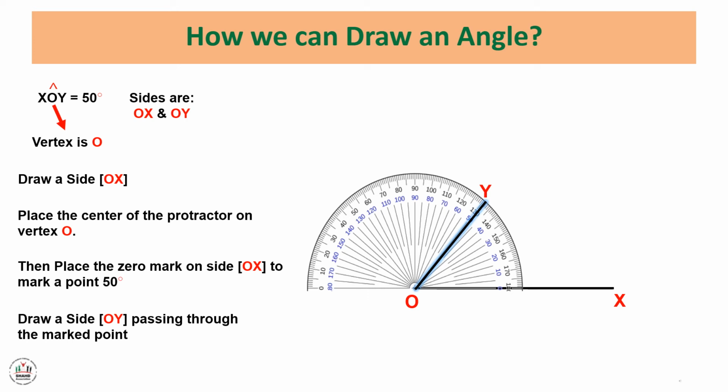So this angle YOX or XOY is equal to 50 degree, and the type of this angle is an acute angle because it is less than 90 degree. So the angle XOY is equal to 50 degree.